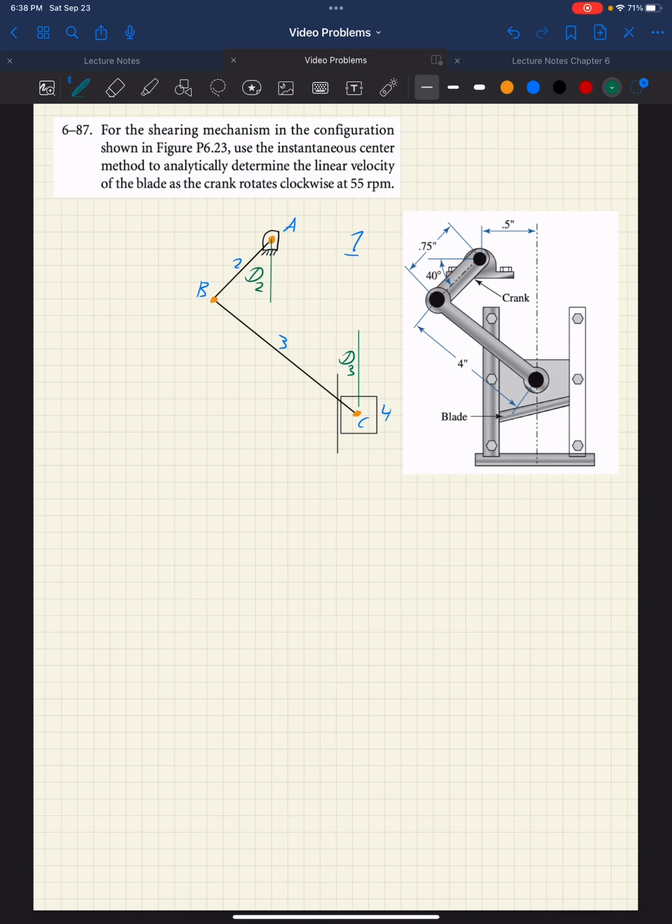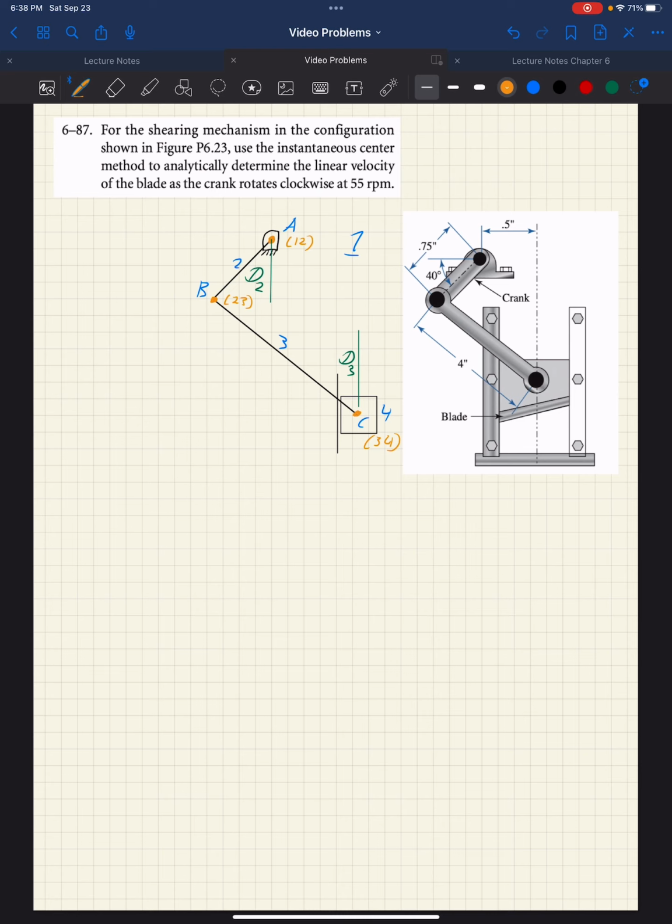We can go ahead and label these instantaneous centers that readily jump out at us. Right up here would be instantaneous center 1, 2. We have instantaneous center 2, 3 down here. We have instantaneous center 3, 4 here. So another instantaneous center that we're probably going to want is 1, 3.